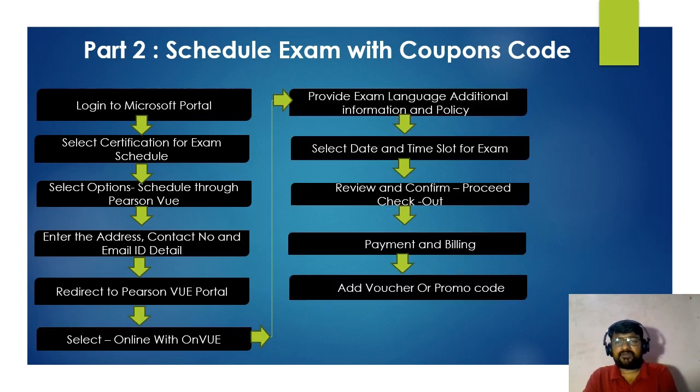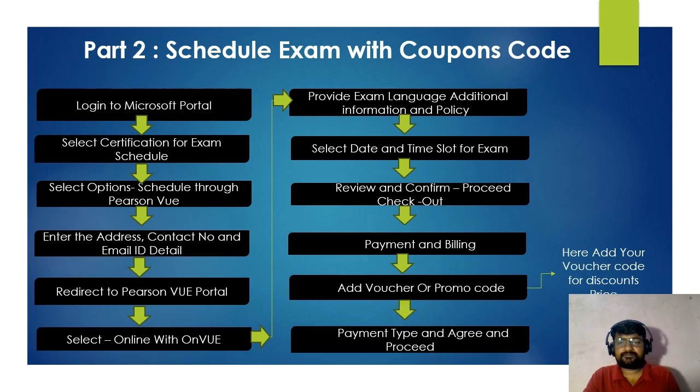Then you can add your voucher or promo code if you have one. In this section I will explain how to add your promo code or coupon code to get the discount for the examination. Next we can select the payment type, agree and proceed. So this is the final step. After that you will receive the confirmation mail. In the next section I will explain in detail how to schedule the exam and how we can use the coupon code to get the discount on the examination.